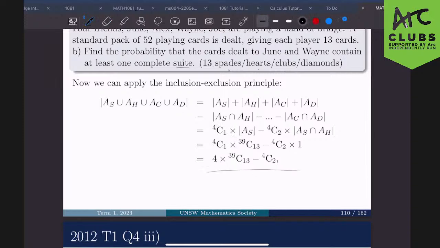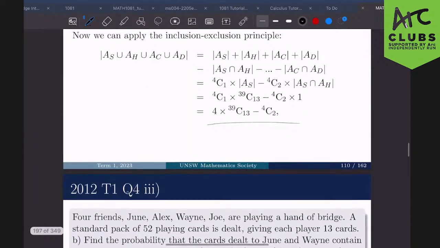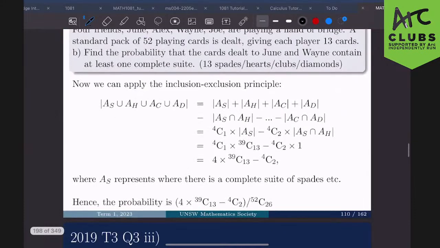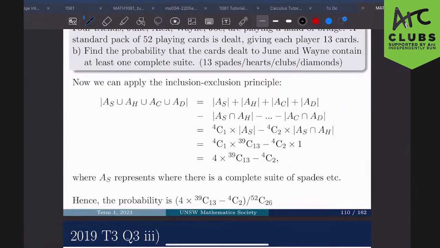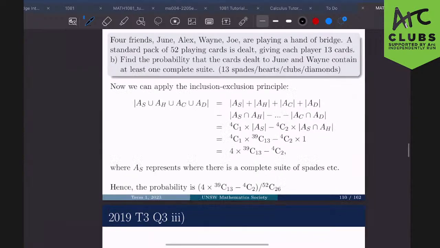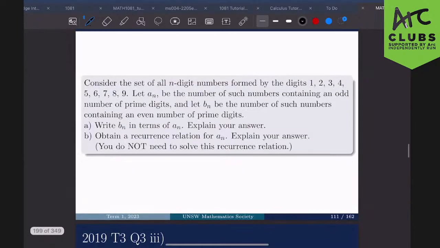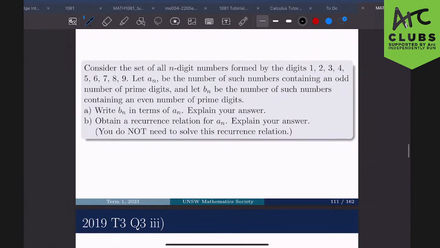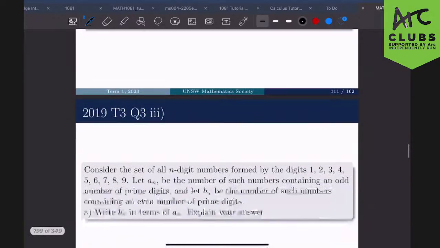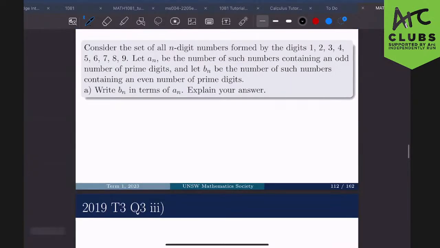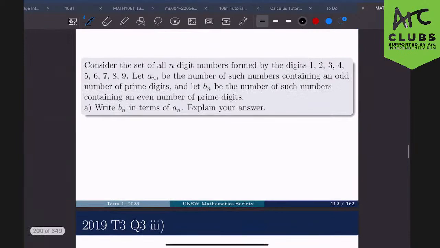And yeah, that's just your answer in the end, or the number of cases, and then you just divide by the total cases again. Same principle. I don't think we're doing question B, but yeah, we'll just see.